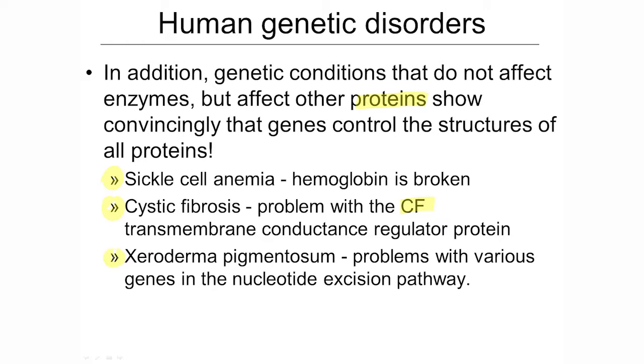You get the same phenotype if there are problems with various genes in this nucleotide excision pathway, in which case many of them are enzymes, some of them may not be. But the bottom line is, I guess you figured it out. Genes make proteins. Mess up the gene, more than likely you'll mess up the protein. At least you'll change it. Not always does it have a big deleterious effect.